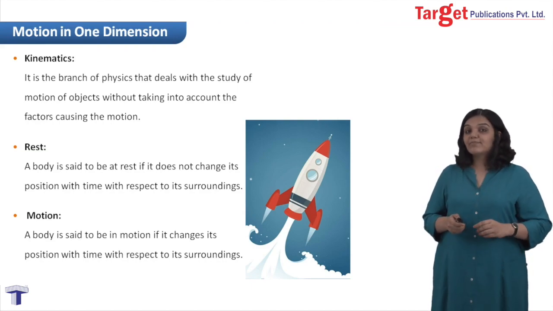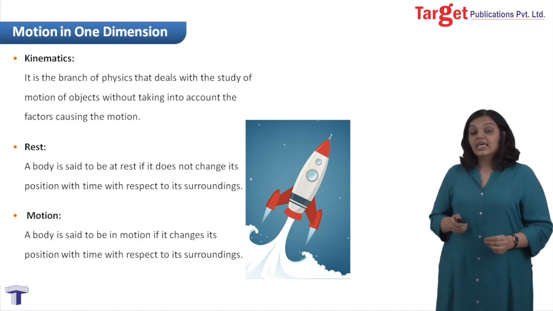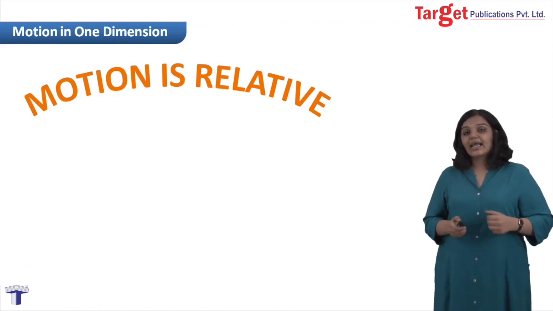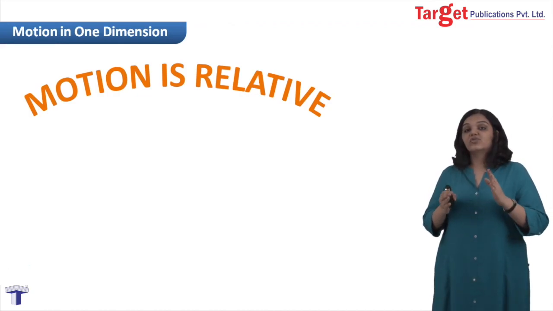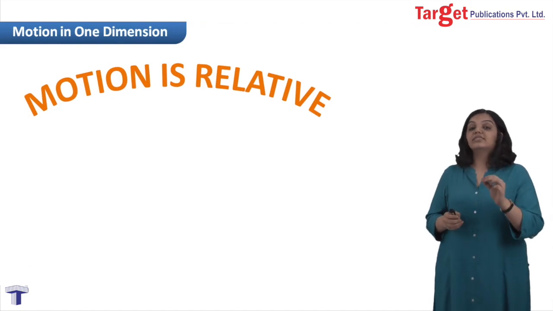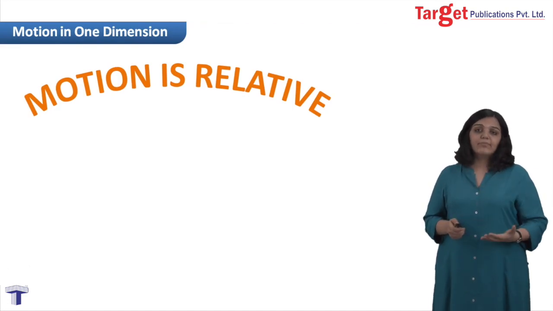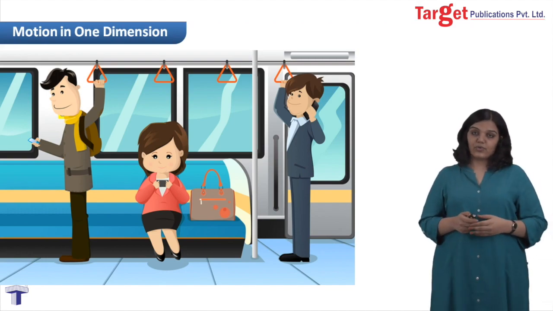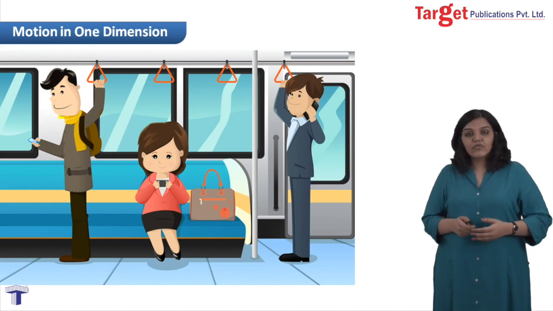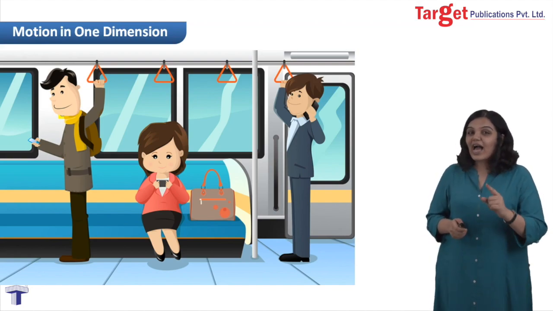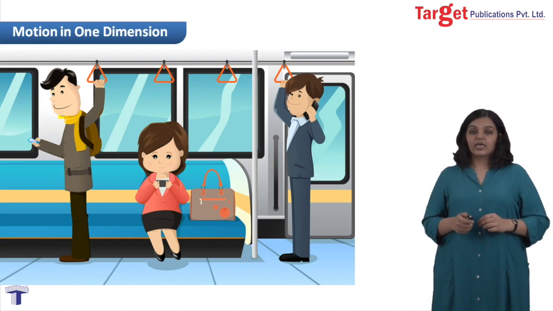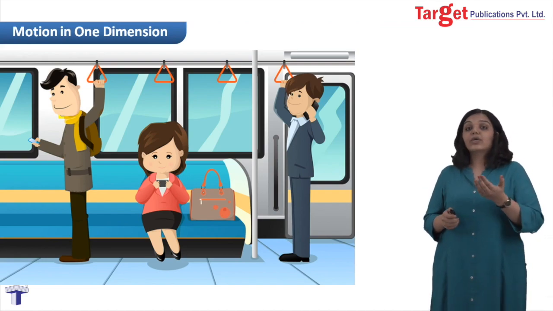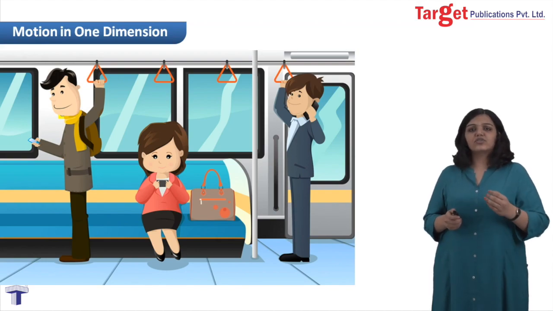But the key concept to understand in motion is that motion is relative. And what does that mean? When we say motion is relative, it means it depends on the observer. For example, if you are sitting in a train and you look at the person right in front of you, you see that the person is not moving. And yet you know for a fact that the train is moving. So if you ask a person in the train, are we at rest or are we in motion? We say that we are at rest.